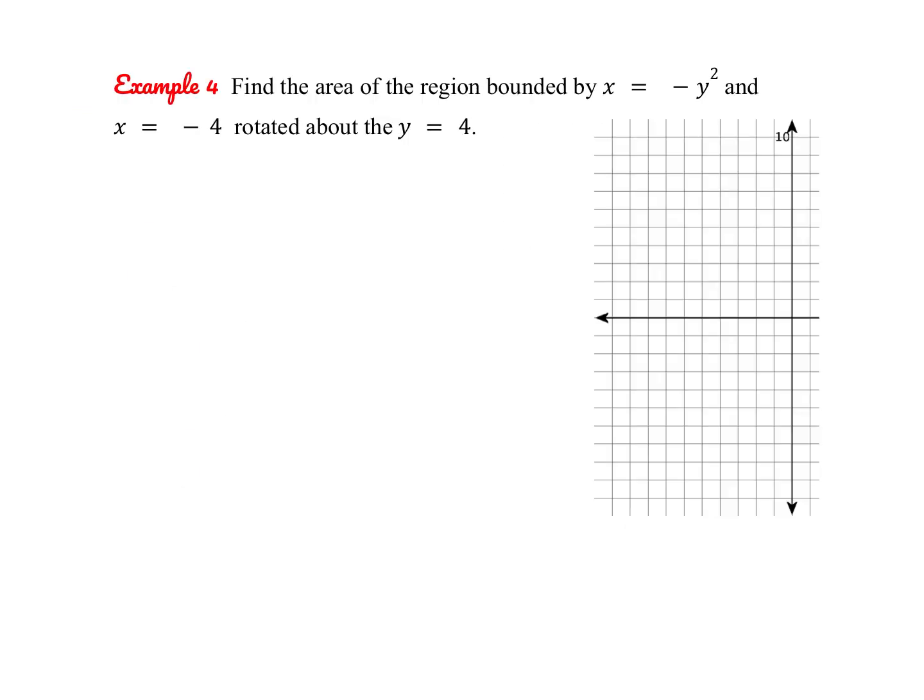All right, let's try one last one together. So let's start with our bounded region. So x equals -y squared, and x equals -4. So I'm going to stop here because I see that I have that other bounded region, so here to here.